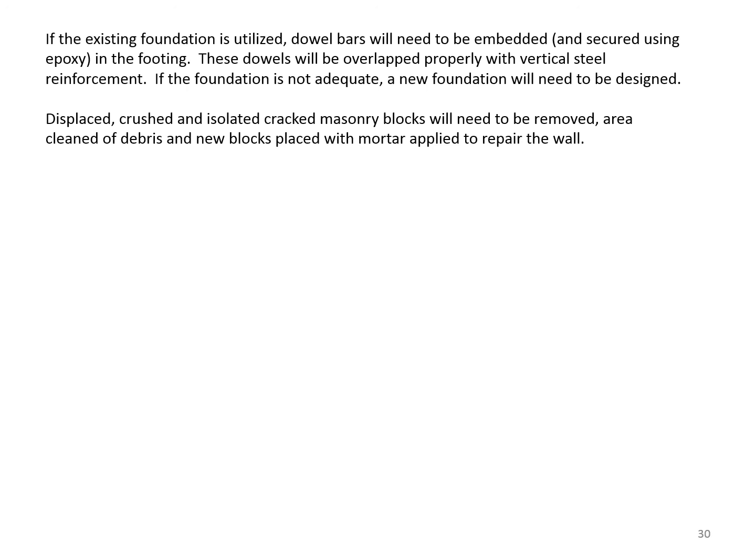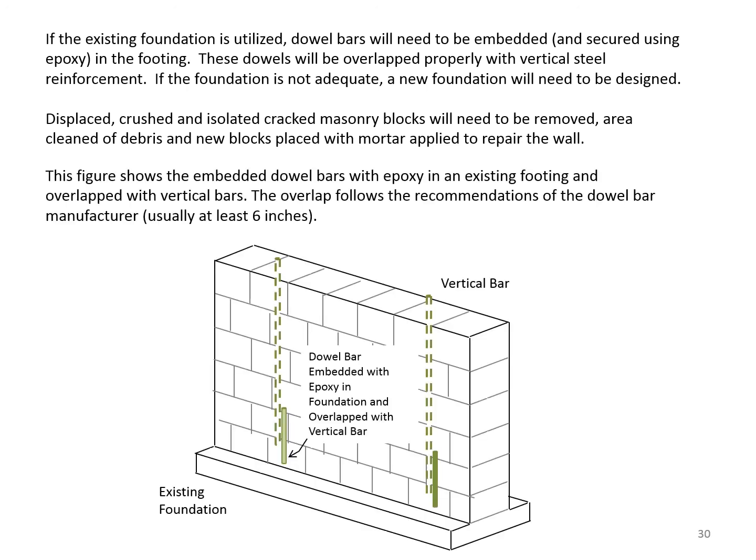Displaced, crushed, and isolated cracked masonry blocks will need to be removed, area cleaned of debris, and new blocks placed with mortar applied to repair the wall. This figure shows the embedded dowel bars with epoxy in an existing footing, which is overlapped with vertical bars. The overlap follows the recommendations of the dowel bar manufacturer, and usually we are talking about at least 6 inches.